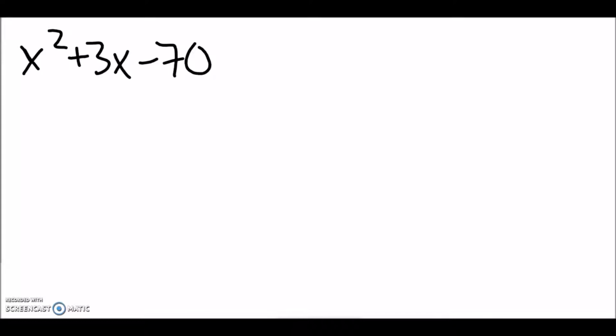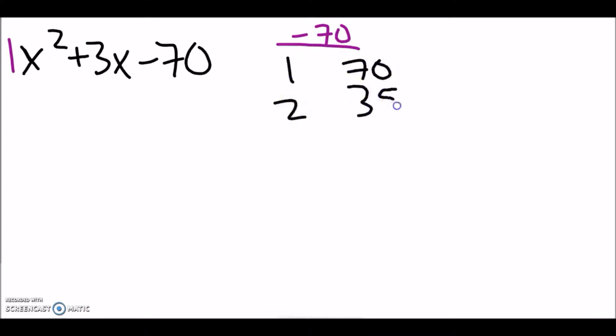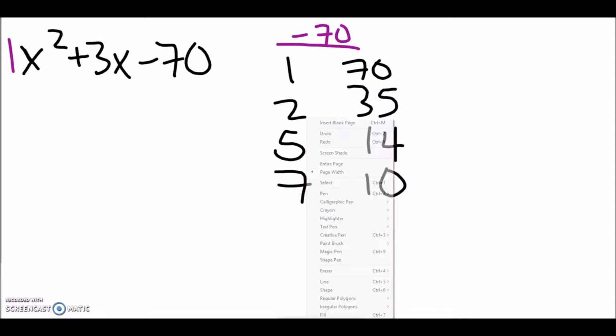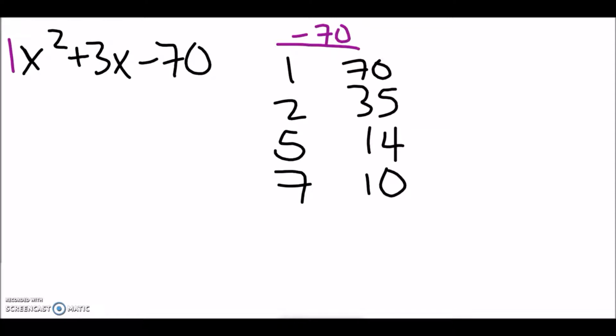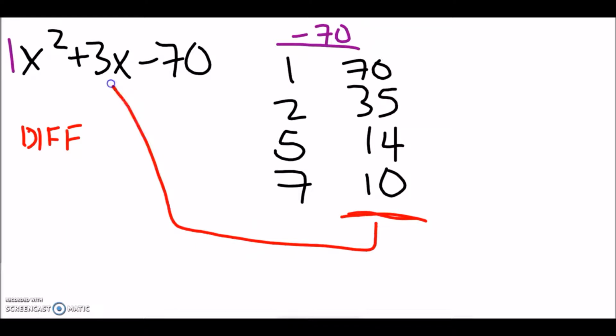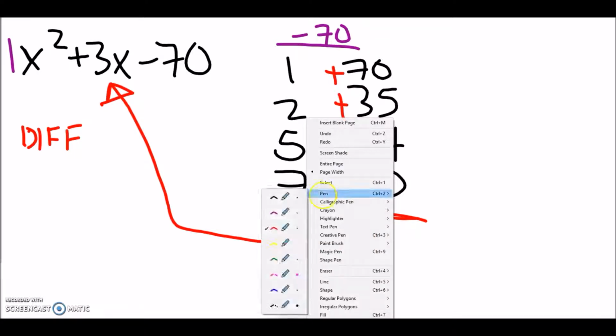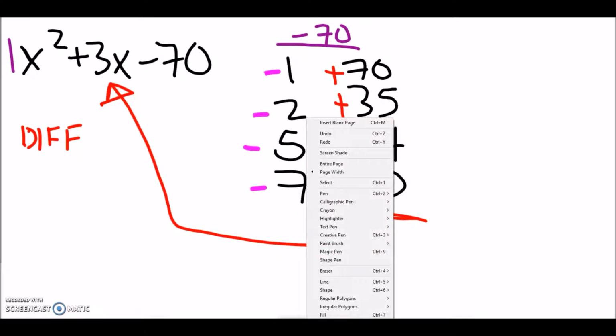Let's try another one. So we know that there's a 1 hiding in front of our x. Step 1, multiply. That gives me negative 70. Step 2, list my factors: 1 and 70, 2 and 35, 3 doesn't work, 4 doesn't work, 5 works, 6 doesn't, 7 works, and that's it. Now we need to determine our signs. Since 70 is negative, that means my columns must have different signs. The sign of the right column, or my larger column, is right there. It must have the pluses, which means my left column must have the minuses. Add my rows.